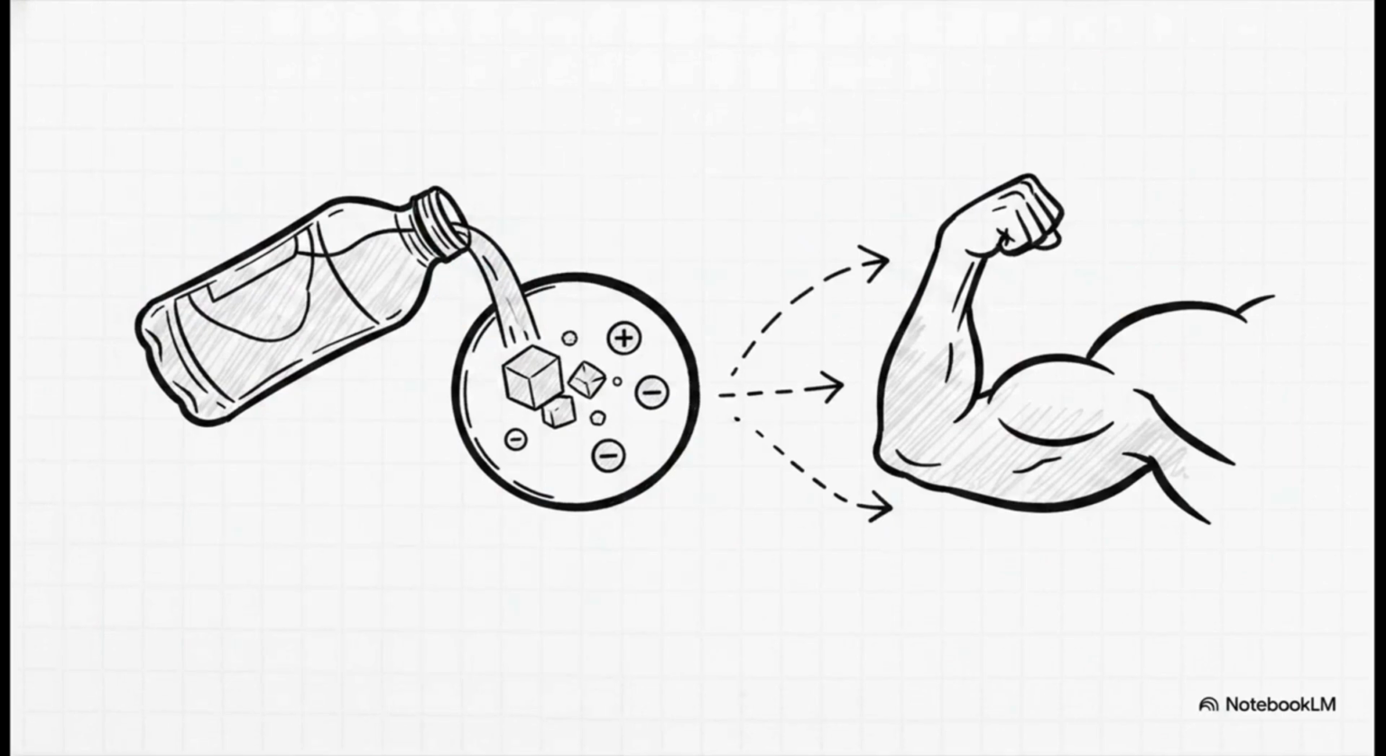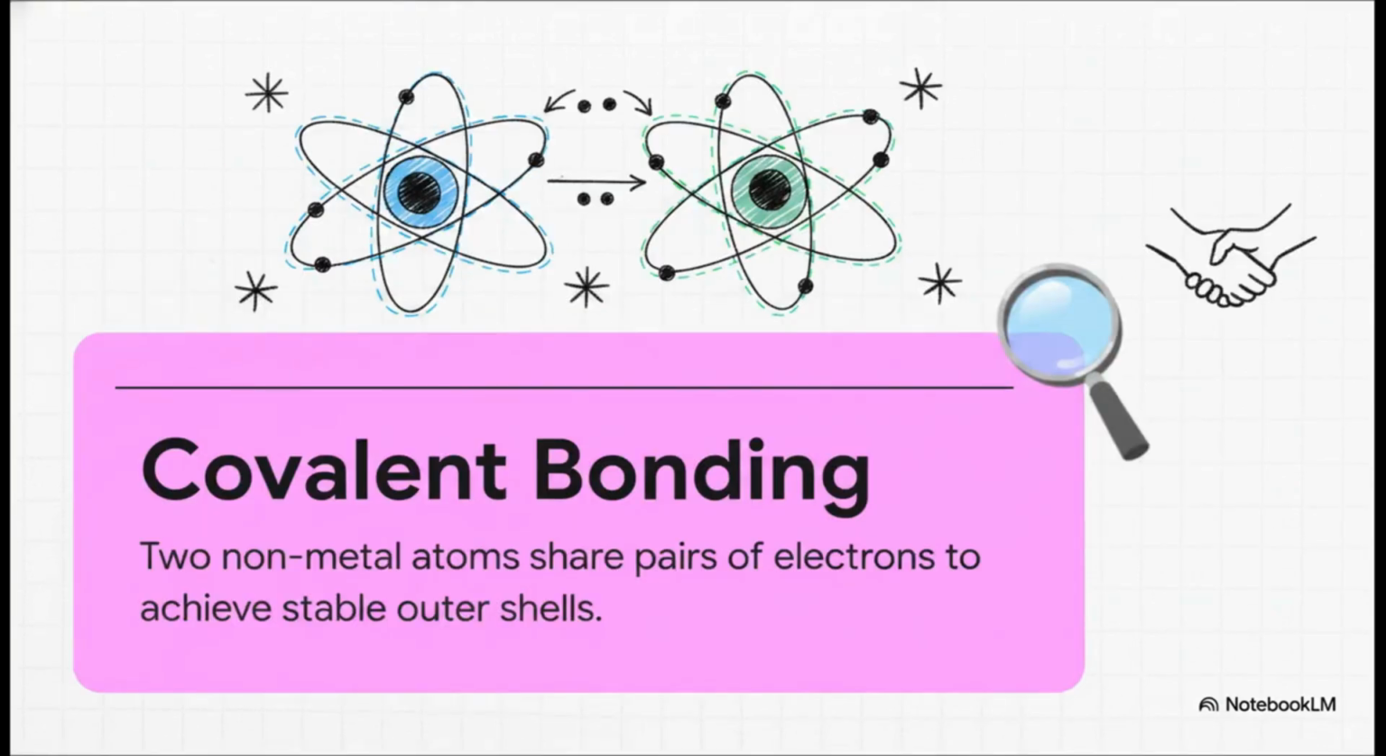To see this in action, just think about what happens after a tough summer sports game. You're sweating heavily, losing essential salts like potassium chloride and sodium chloride. When you chug an electrolyte sports drink, the ionic bonds of those salts literally break apart in the water of your digestive system. They release these vital, free-floating ions that your muscles and nerves desperately need to keep functioning and stave off cramping. Our second core mechanism is covalent bonding.